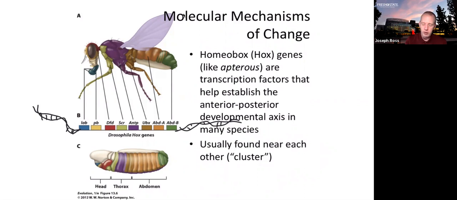So they're usually found near each other in clusters. So in this example, there are 8 different Hox genes. And Hox, again, stands for homeobox. It's an abbreviation of homeobox. Apterous is one of them. And it's the cells that produce each of these cell types that turn into those particular segments. So antennapedia, ANTP, for example, is a protein that's produced that's important for thoracic development.